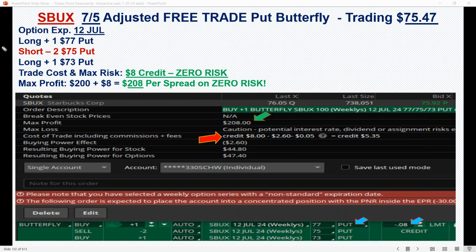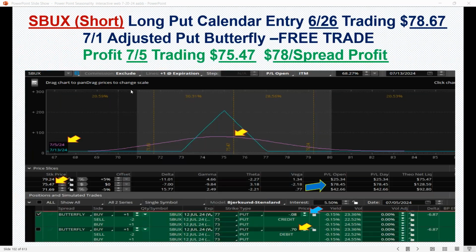That was on Starbucks. And here's where it went out, and right here we went ahead and closed it out. At that point it was on the 5th, and the expiration is on the 12th, but we went ahead and took a profit. So this was up $75.47, or $78 there. It went from an 8 credit to 70, so $78 profit on that on 0 risk.